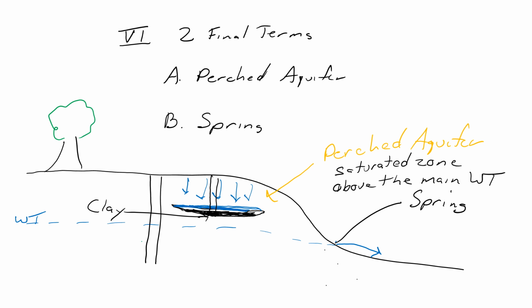You have to be careful that you don't over pump these because they obviously don't hold the volume of water that the main water table holds, but it can be a cheaper, steady source of water for small households in rural areas. So these are talked about a fair bit in the central part of the US. They're pretty common.